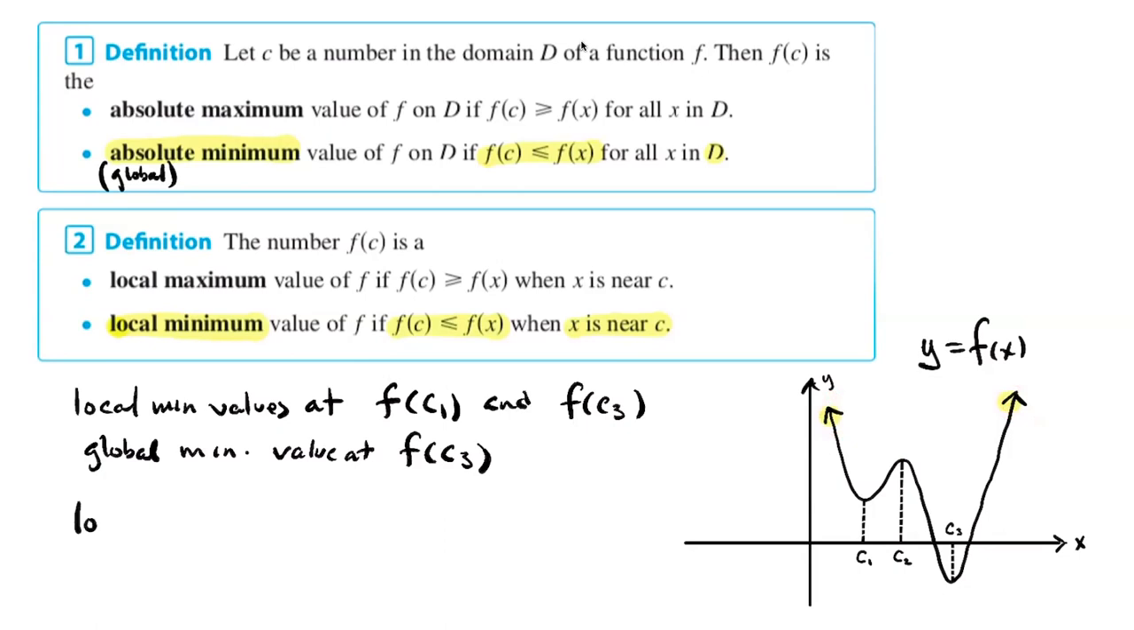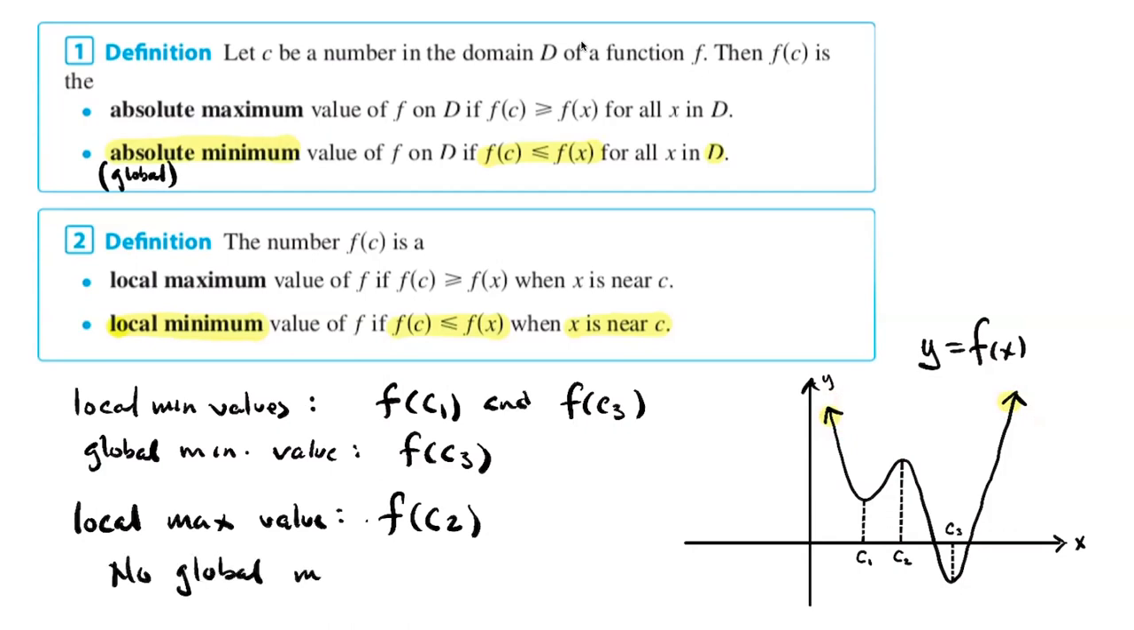So let's write that we've got a local maximum value f of C2. I shouldn't say "at" here, sorry, because the value is the output coordinate. So local minimum values: f of C1 and C3; global minimum value: f of C3; local maximum value: f of C2. There is no global maximum value for this function. Okay, so I hope that example helps illustrate what these ideas are.